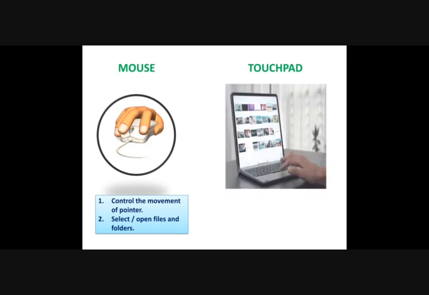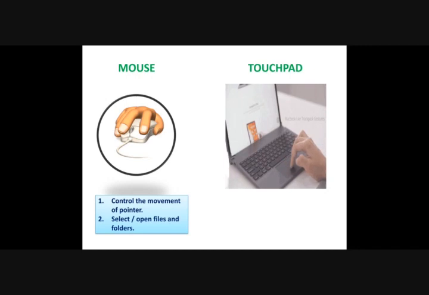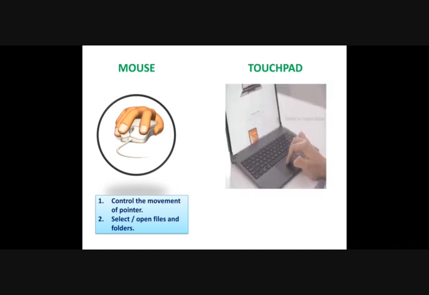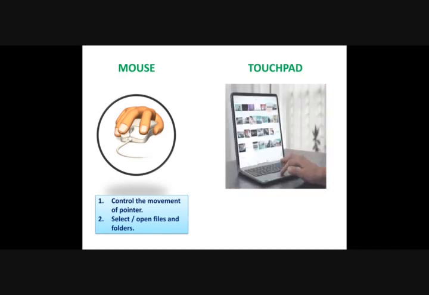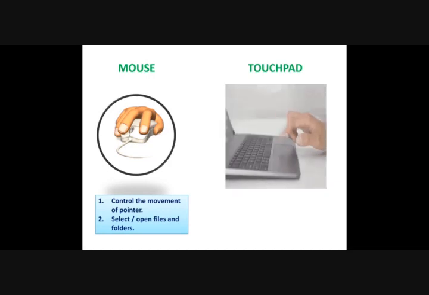Next we have the touchpad. Now see on the screen, you can also see a person operating a laptop. Yes, so what is he doing? He does not have any mouse. Many of you must also have laptops at your home. You must have seen your parents using that. So there is no mouse in that.